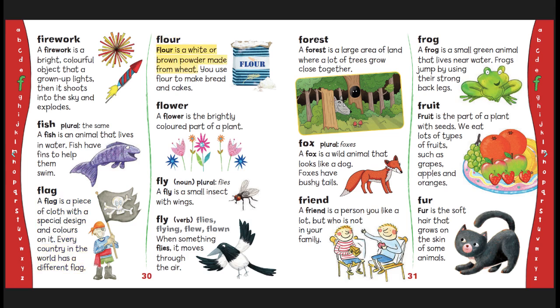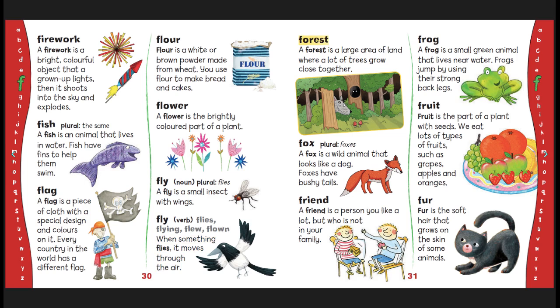Flour is a white or brown powder made from wheat. You use flour to make bread and cakes. Flower. A flower is a brightly coloured part of a plant. Fly. Noun. Plural. Flies. A fly is a small insect with wings. Fly. Verb. Flies, flying, flew, flown. When something flies, it moves through the air.